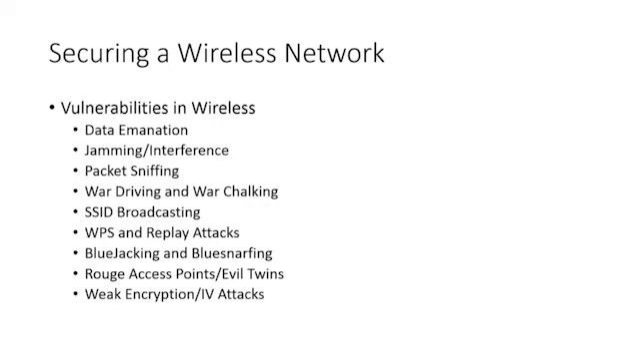We have vulnerabilities in wireless as well, just like we have vulnerabilities in a wired network. Well, maybe more in a wireless network. I don't know, it depends on how you want to look at it. We could have data emanation, right? Data leaking out there. That's not good. Then there's jamming or interference. Somebody could be interfering with your signal. They may be doing it unintentionally.